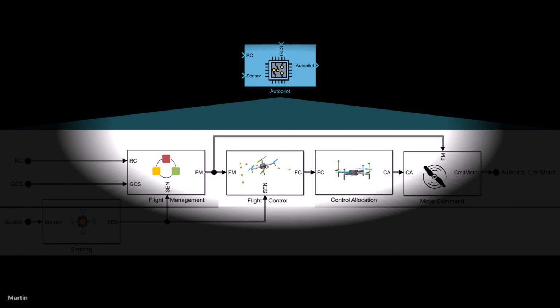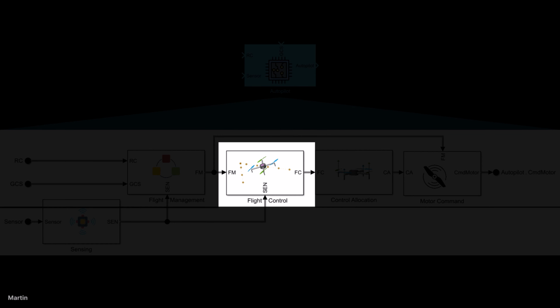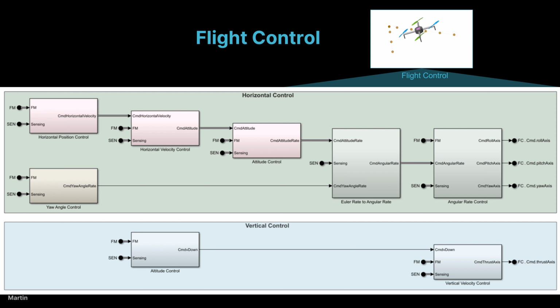All right, let's move on to the flight control subsystem. Based on the flight dynamics of a quadcopter, the control laws are organized into two main sections: horizontal control and vertical control. The horizontal control manages either the rotational dynamics around the roll, pitch, and yaw axes, or the horizontal velocities, ensuring stable attitude, orientation, and horizontal movement.